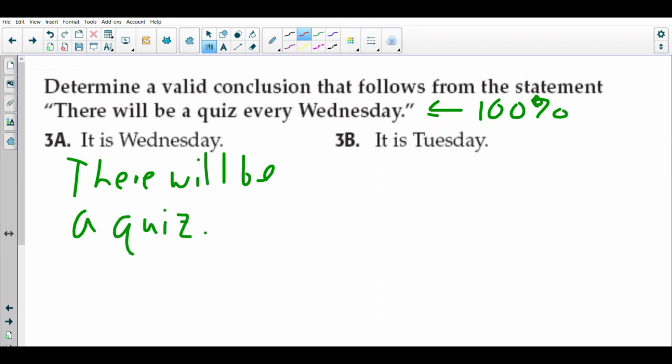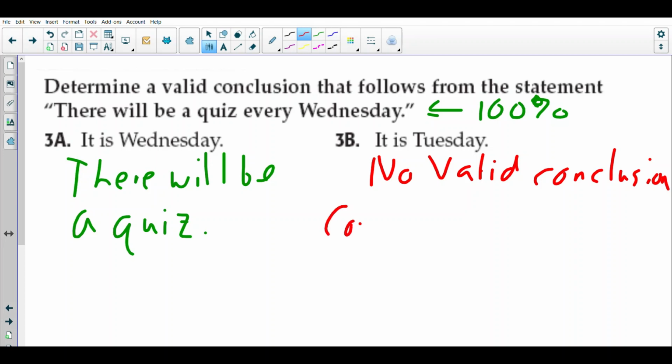The second one, it is Tuesday. So like I said, there will be a quiz every Wednesday. It is Tuesday. What can you know? Do you know, no, there's no way he's going to give a quiz because he said there will be a quiz Wednesday. But I never said only on Wednesdays. So on Tuesdays, I could still throw a quiz at you. So you don't know what's going to happen. So there's no valid conclusion because I could still give you one. There could still be a quiz.